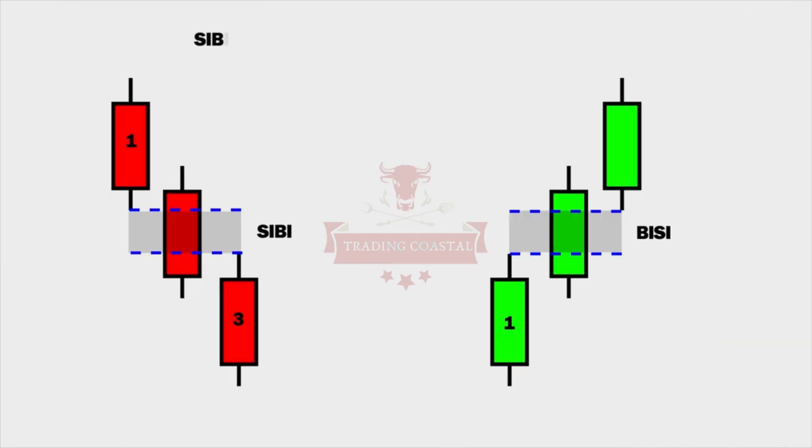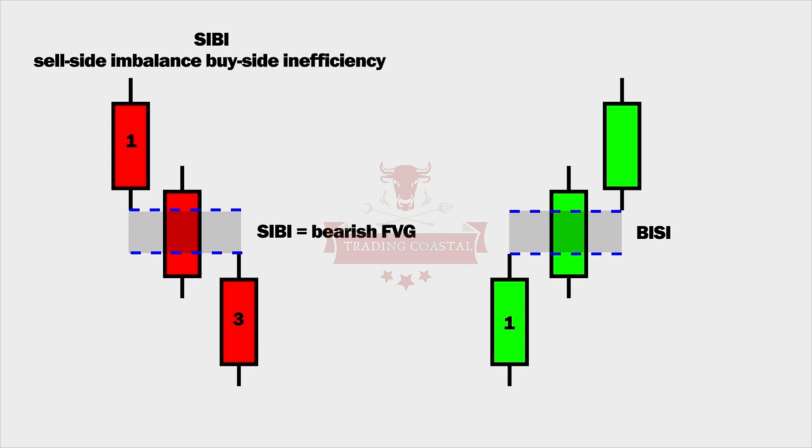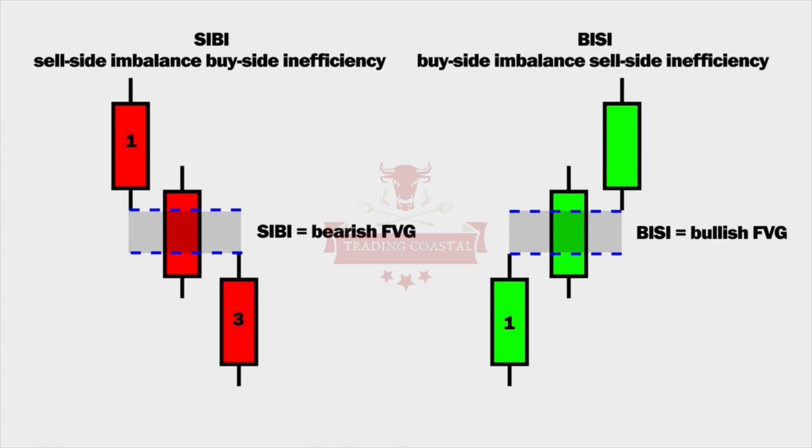Moving on to SIBI and BISI. A SIBI represents a sell-side imbalance, indicating that the sell side was offered, but the buy side wasn't, causing a bearish fair value gap. Conversely, a BISI refers to a buy-side imbalance, where the buy side was offered, but the sell side wasn't, resulting in a bullish fair value gap.